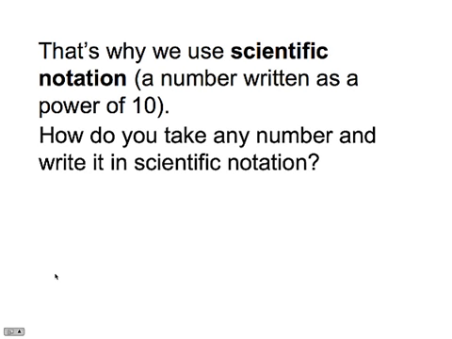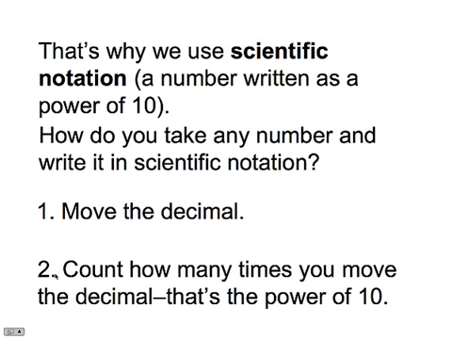Now, how do you take any number and write it in scientific notation? There are two steps. Step 1, move the decimal. Step 2, count how many places you move the decimal. That's the power of 10.